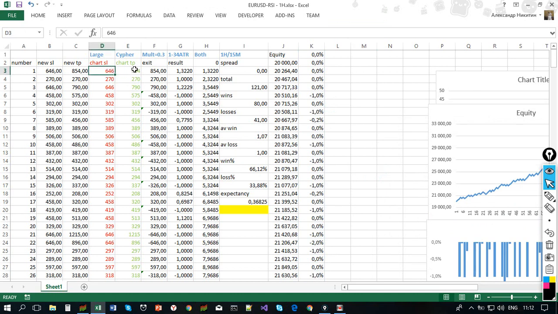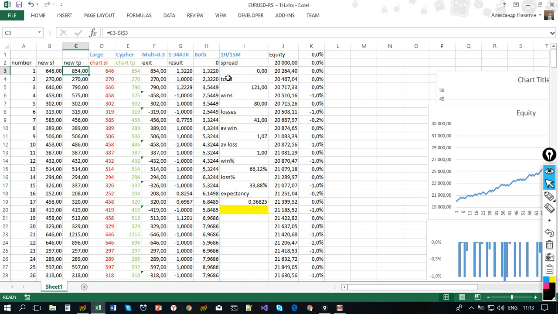Here's the stop loss. Here's the chart take profit. And you see the chart take profit result is greater. If it is negative, it is -1. If it is positive, it is greater than or equal to 1. Okay, this is the result, the chart take profit and stop loss. And here we have new stop loss, new take profit.